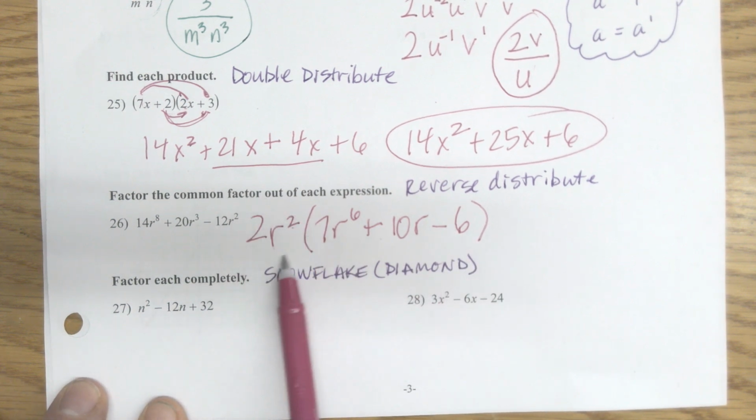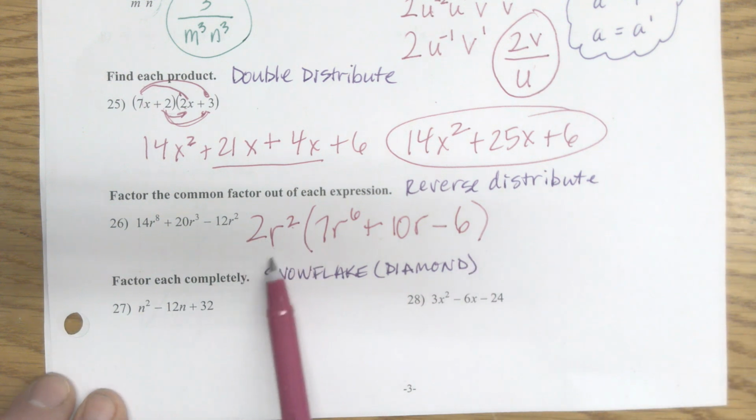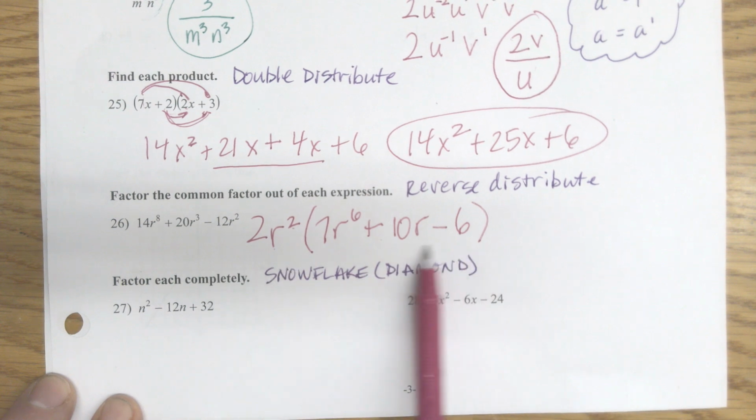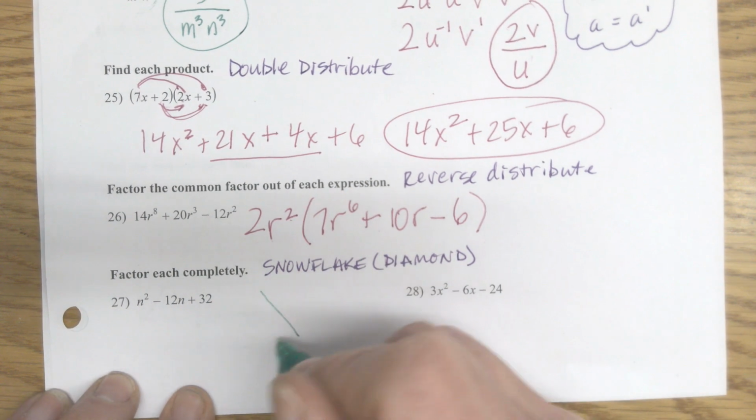Sometimes if you can't find this in your multiple choice answer, look to see if there's something more you can take out. Sometimes you think it might be this, and I look back and I go, oh, I could take out another r, or I could take out another value. So be careful, but on this one, I can't take anything else out. There's no other common factor left in there. And then we'll finish off strong with our diamond.